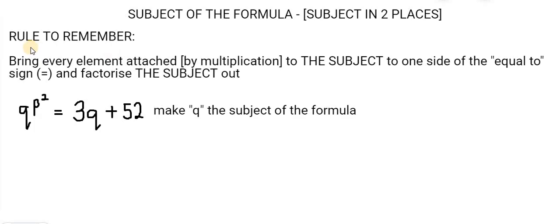Okay, so that rule to remember is right here. So you have to bring every element attached in bracket by multiplication to the subject to one side of the equals to sign and factorize the subject out. We're going to see how that works with the very first question. QP squared is equal to 3Q plus 52. Make Q the subject of the formula.